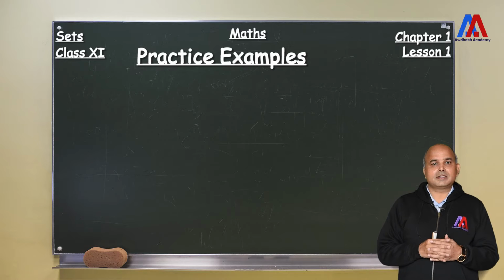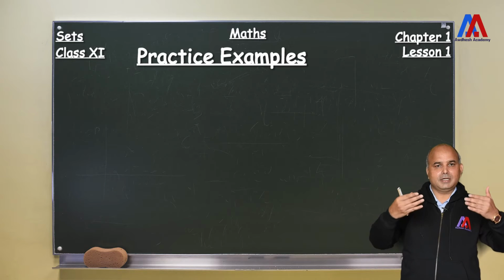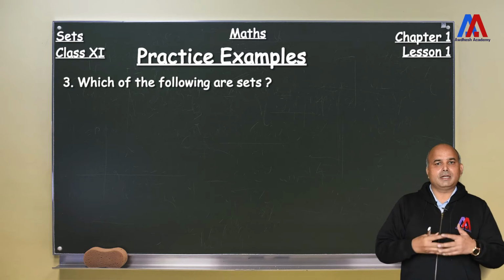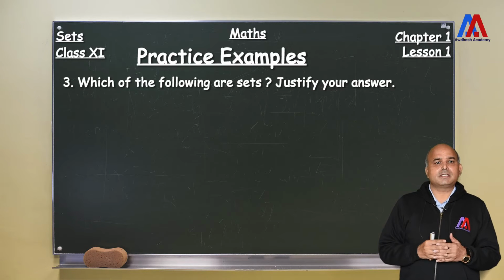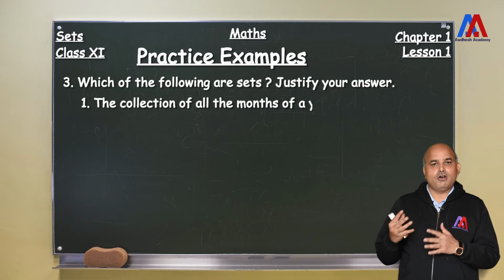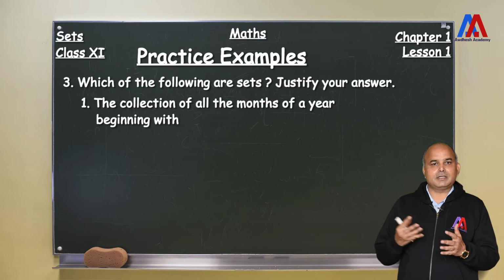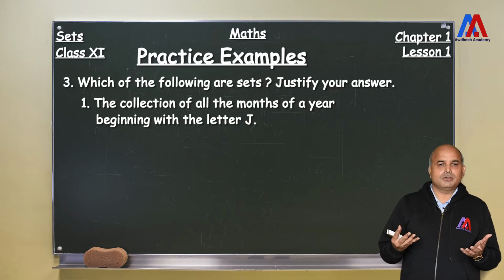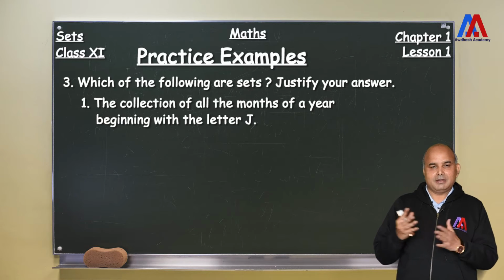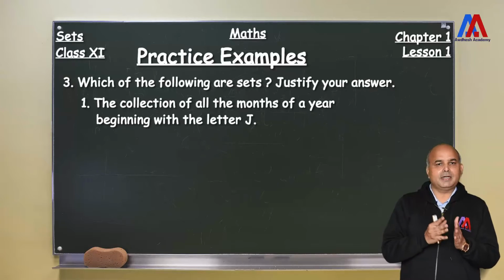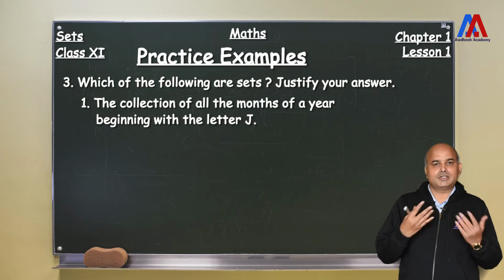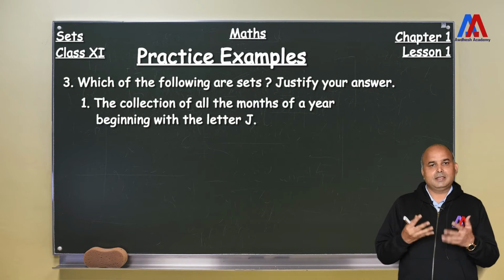Let us now take the third example. I am going to give you some questions, and you have to tell whether each constitutes a set or not, and justify the answer. The first is the collection of all the months of a year beginning with the letter J. This is a definable term, because there are only 12 months in a year, and only a limited number of months start with J. So it is well defined, and therefore it is a set.